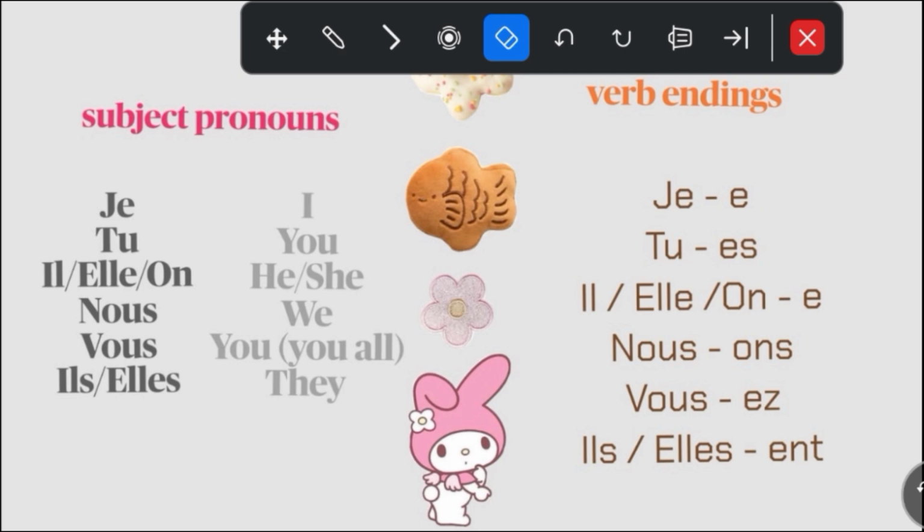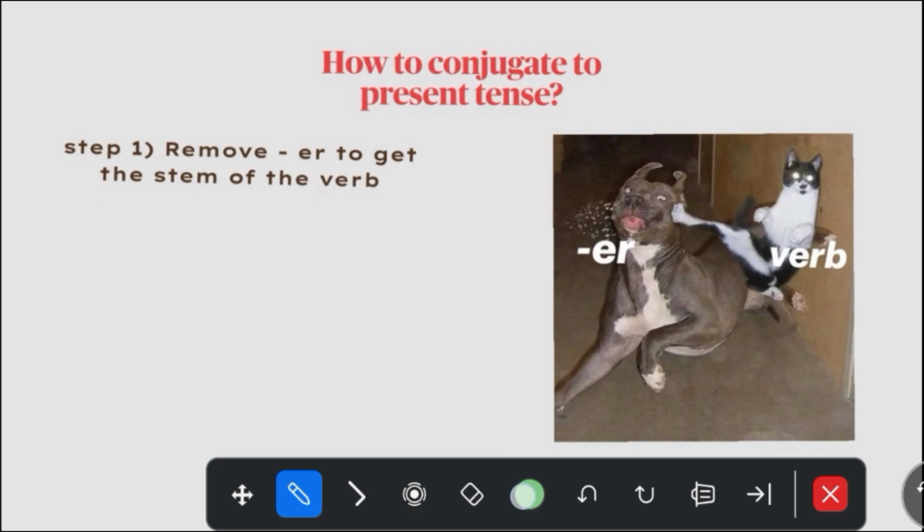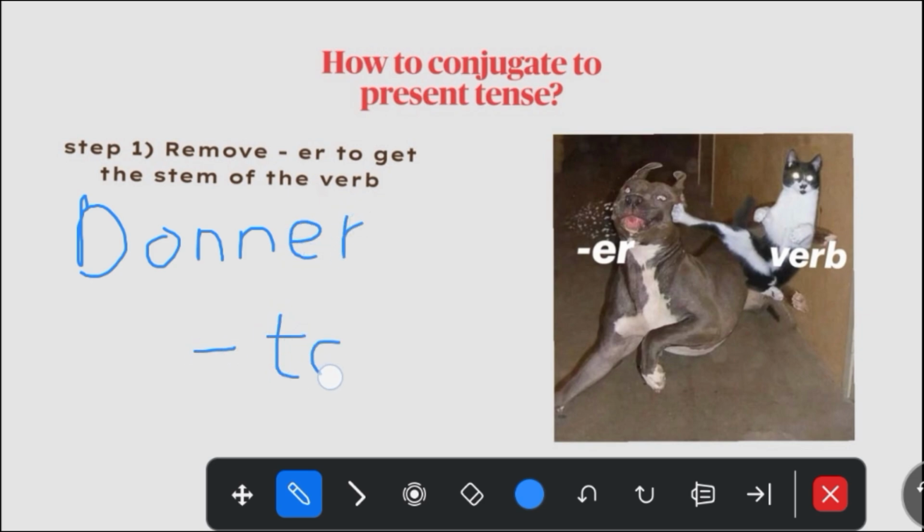So if you're wondering what we are adding these e, es, ons, ez, and ent to, in the next slide we'll discuss what we are adding these verb endings to. So I used this image to give an idea about what we are going to do. So now imagine we have a verb, and let's think the verb is, let me give one verb, let's take donner. Donner means to give.